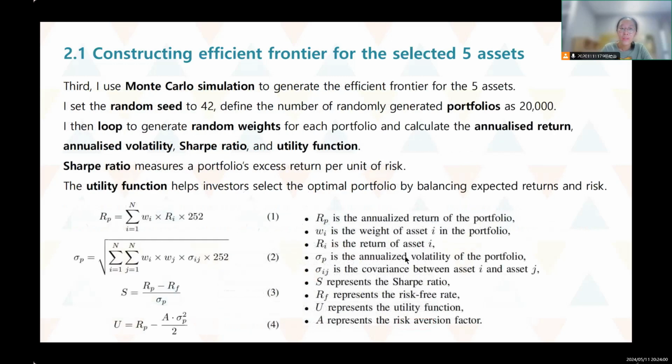Third, I use Monte Carlo simulation to generate the efficient frontier of 5 assets. I set the random seed to 42, define the number of randomly generated portfolios as 20,000. I then loop to generate the random weights for each portfolio and calculate the annualized return, annualized volatility, Sharpe ratio, and utility function. Sharpe ratio measures a portfolio's excess return per unit of risk. The utility function helps investors select the optimal portfolio by balancing expected returns and risk. The following are the equations of the above 4 things.